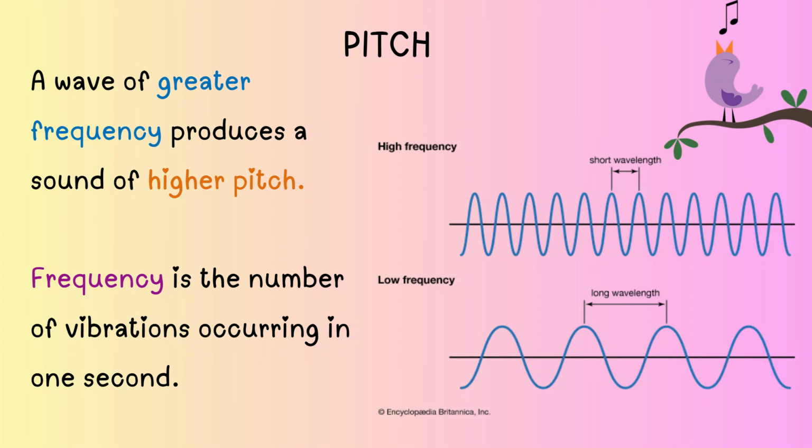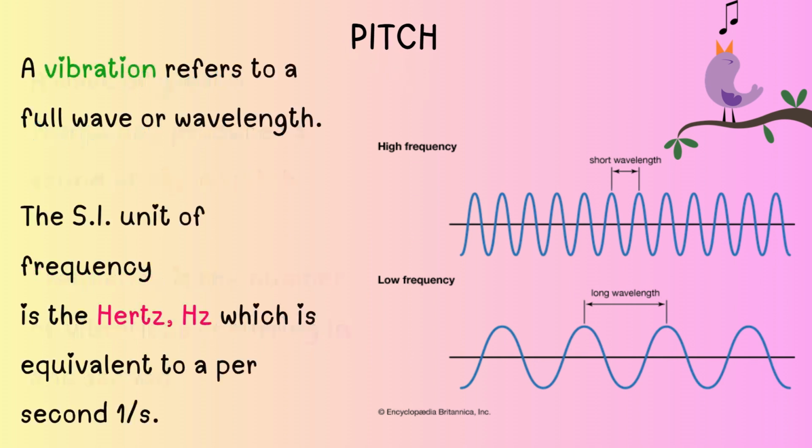A wave of greater frequency produces a sound of higher pitch. Frequency is the number of vibrations occurring in 1 second. A vibration refers to a full wave or wavelength. The SI unit of frequency is the hertz, which is equivalent to a per second.